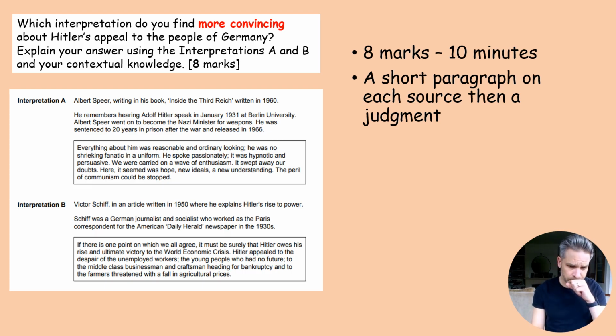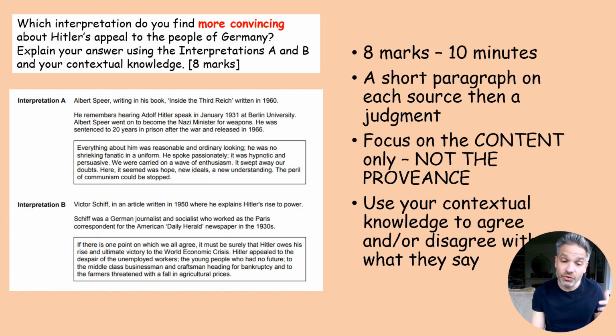Or, he spoke passionately, and you know that's true because he practiced speaking and he was able to hold crowds of thousands, and he used the tone and the pitch of his voice, etc. So you're using your knowledge to say whether something is true, or whether something isn't true. But you've got to try and talk about both sources. So you say, this is what it says, and I know it's true, or I know it's not true because. And then ideally, if you can, you say which you find most convincing of the two and why.